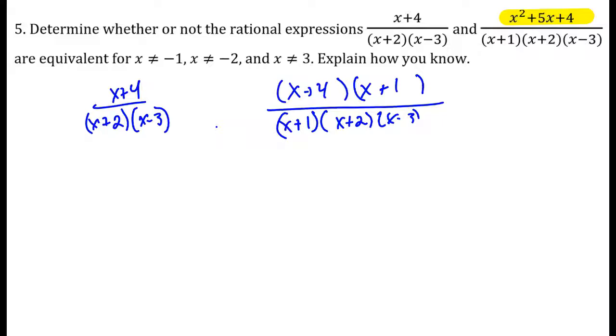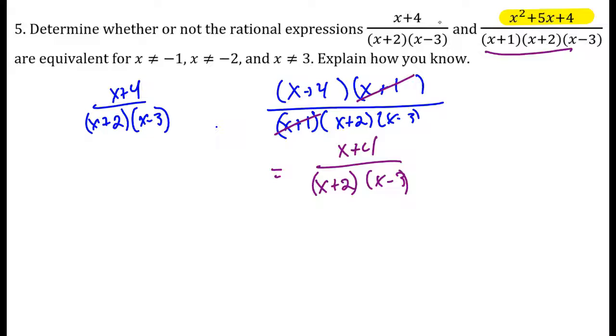Now that it's in factored form, I notice that there's a common factor of x plus 1 in both the numerator and the denominator, so that doesn't cancel out, it divides to 1. And we're left with x plus 4 over x plus 2 times x minus 3, which is exactly what we wanted it to be equivalent to. So yes, they are equivalent because I can manipulate this second expression to make it look like the first one. They look different, but they always have the same value when x is not -1, -2, or 3.